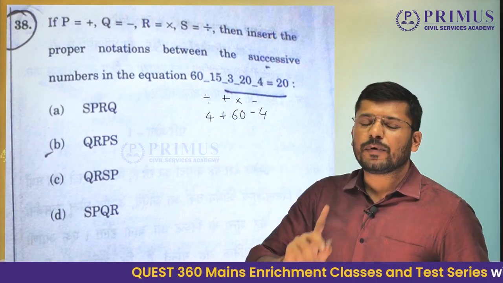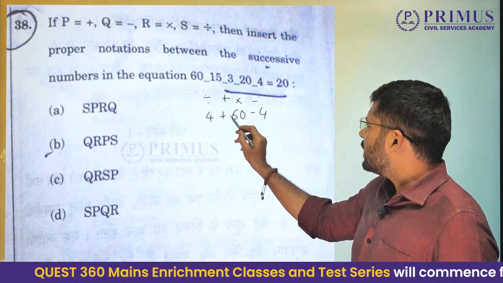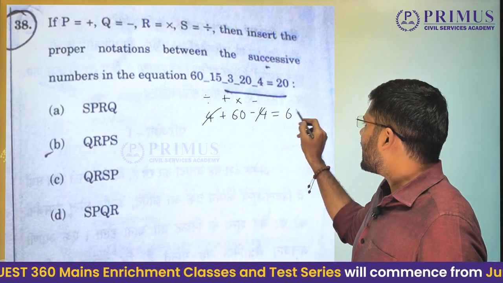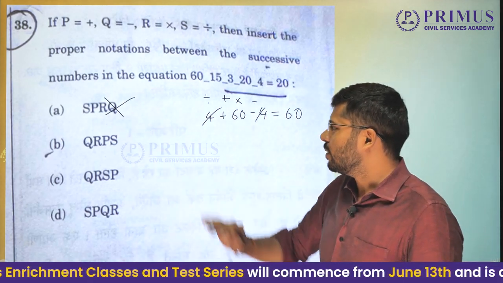And remember one thing, BODMAS rule applies in such questions. So this will give 4 and 4, they will get cancelled and the result would be 60. So option A is not our answer. Let us try option B.